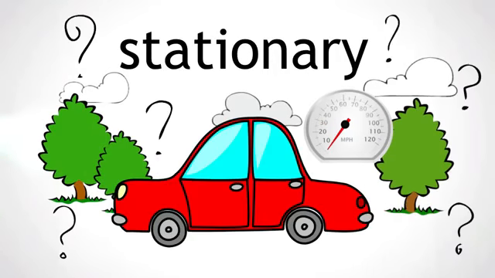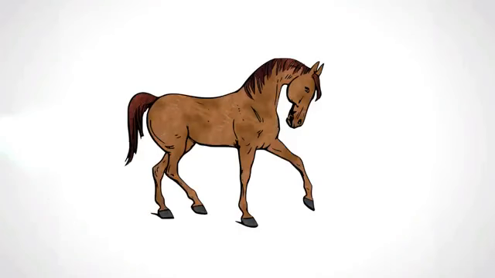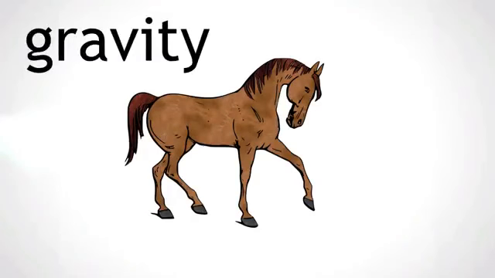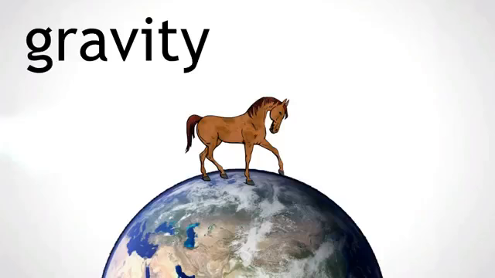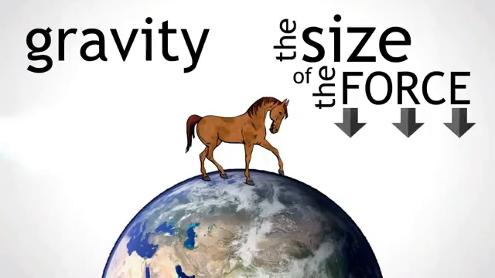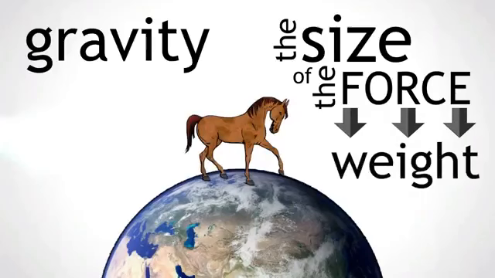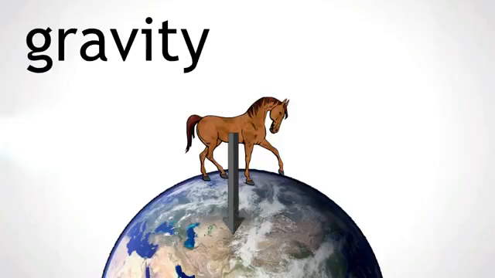Let's look at the example of a horse. The first force we will consider is the force of gravity. This acts towards the centre of the earth. The size of the force of gravity is the horse's weight. An arrow is drawn downwards from the horse towards the centre of the earth.